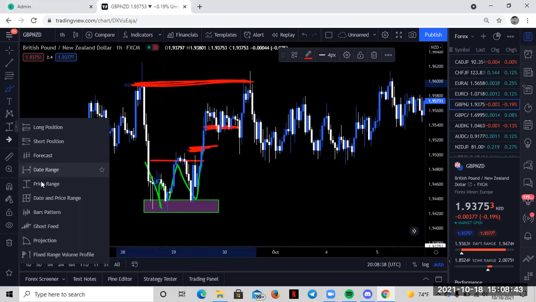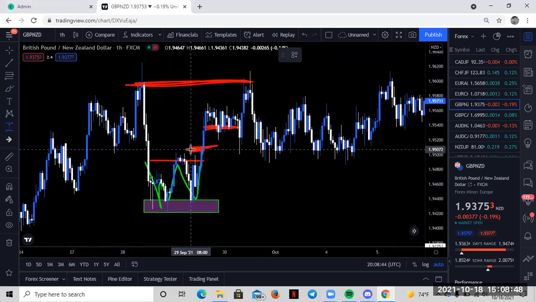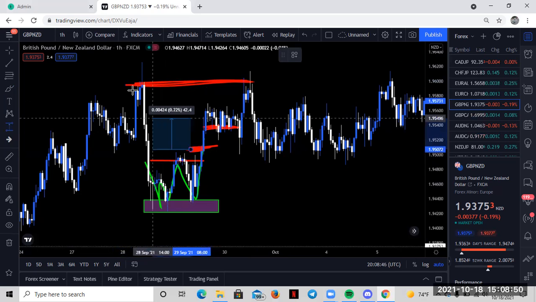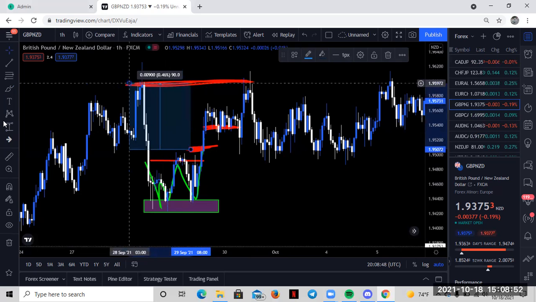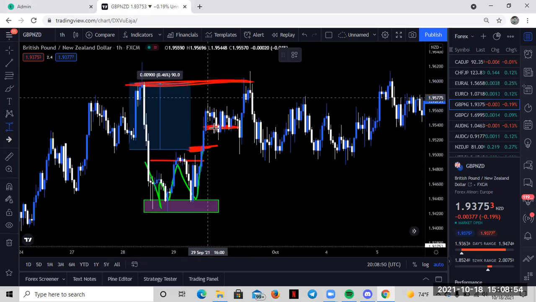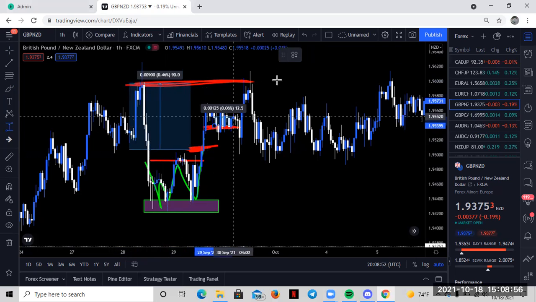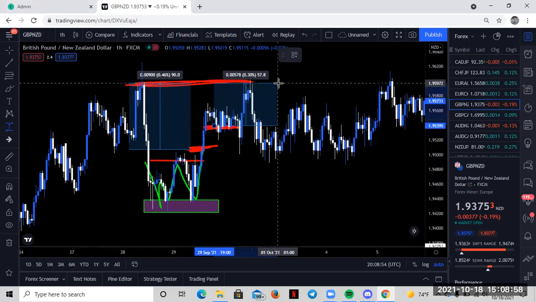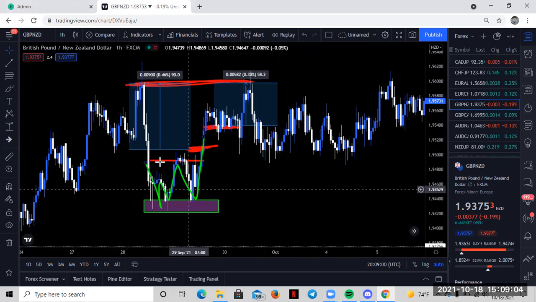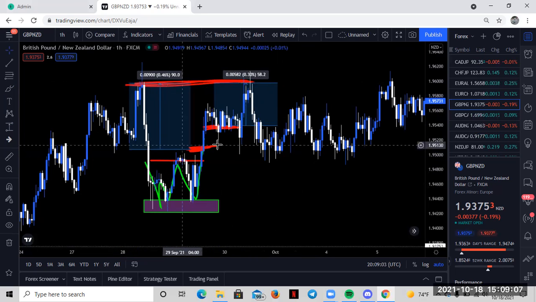So basically that first entry, that would have been 90 pips made. And the second entry would have been 58 pips made. So this was a simple triple bottom. Got my first entry in.